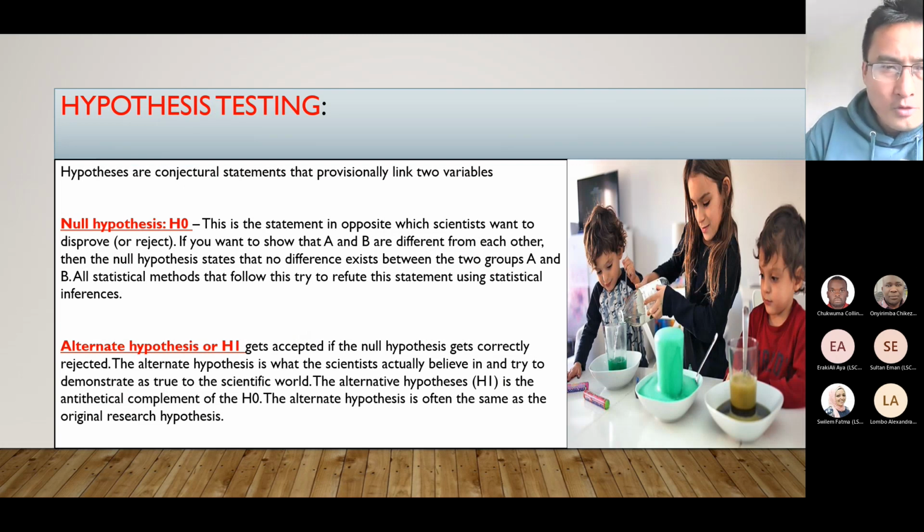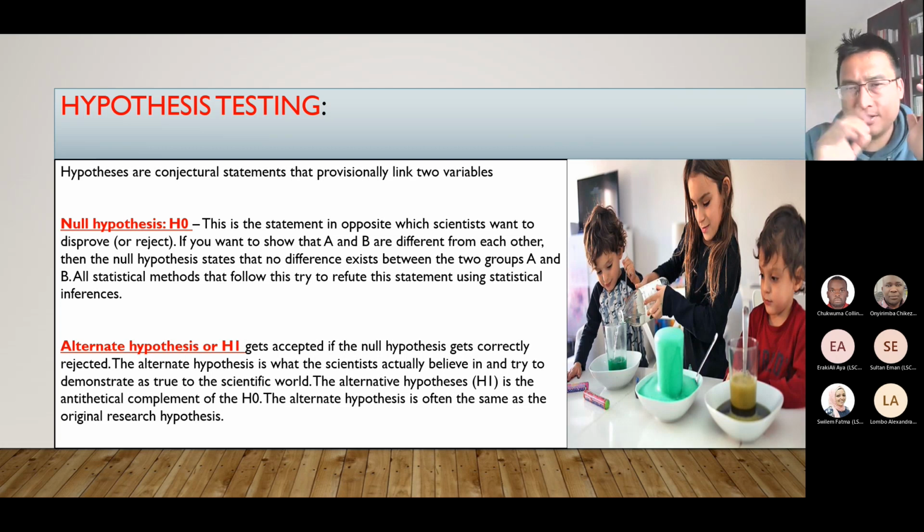Now there are some terms called hypothesis testing. When we are doing some kind of bigger research on a topic that we are not sure about, we want to find it out. There are two terms that we need to be aware of: null hypothesis and alternative hypothesis. Alternative hypothesis in simple terms is what we are trying to achieve. If we want to show that A and B are different from each other, then the null hypothesis will be the opposite of the statement, saying that no difference exists between group A and B.